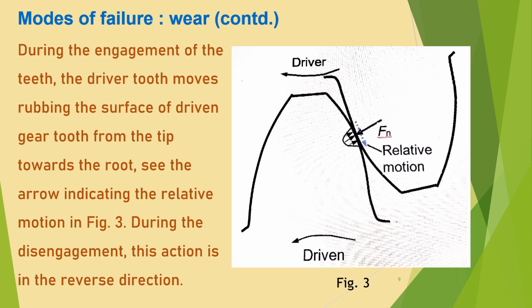In this slide, I have tried to explain what happens at the surfaces in contact which causes the wear of the teeth surfaces. During the engagement of the teeth, the driver tooth moves, rubbing the surface of driven gear tooth from the tip towards the root. See the arrow indicating the relative motion in the figure. During the disengagement, this action is in the reverse direction.